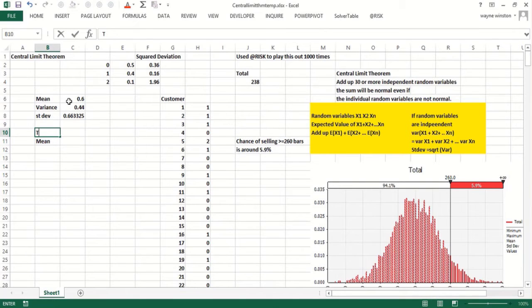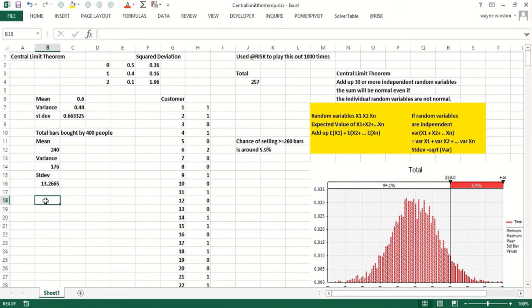So the total chocolate bars bought by 400 people. The mean would be just the mean of what the first person buys plus the second person plus the 400th person, and that's just 400 times 0.6. Now, what's the variance? Remember, the variance of the sum is the sum of the variances. So I take the variance of the first customer's purchases, 0.44, and there's 400 customers, so I get this. And the standard deviation would be the square root of that, which is about 13 or so.